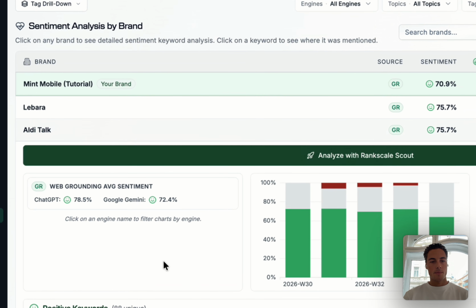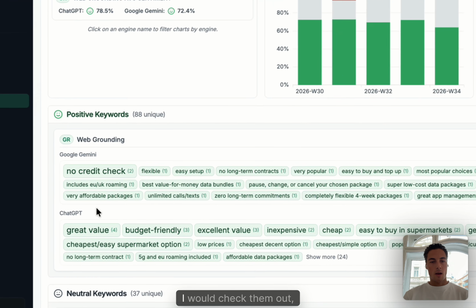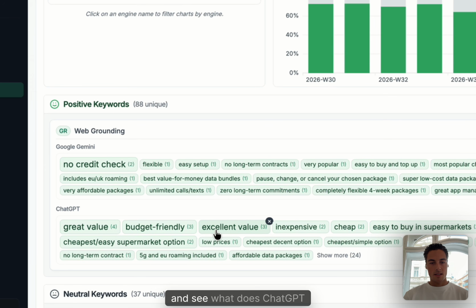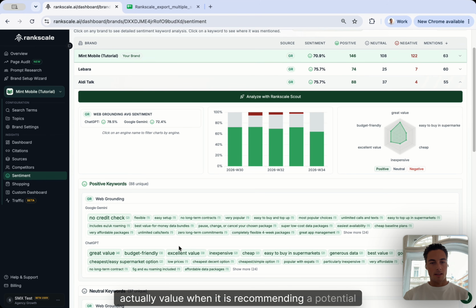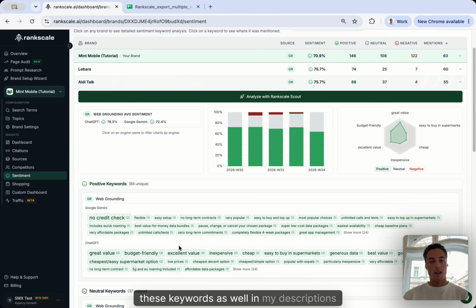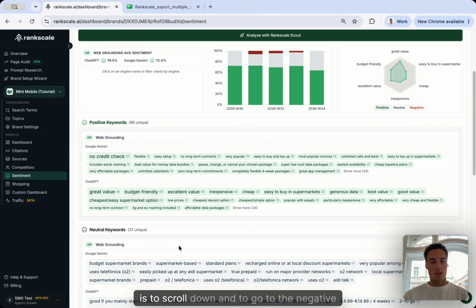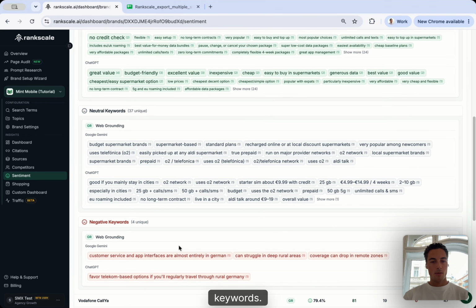If I, for example, want to improve my AI visibility in ChatGPT, I would, let's say, click on a competitor. I would look for the positive keywords from ChatGPT. I would check them out and see what does ChatGPT actually value when it is recommending a potential product. Therefore, I should potentially include these keywords as well in my descriptions, because apparently ChatGPT is looking for these. Another way to use this information is to scroll down and to go to the negative keywords.